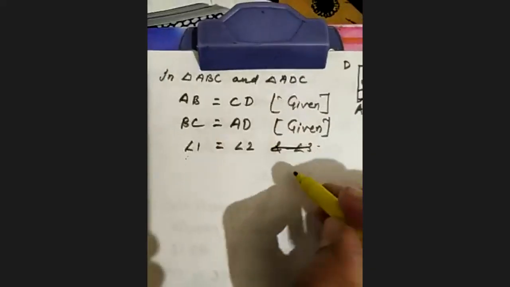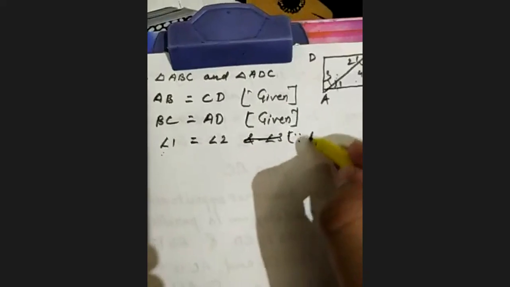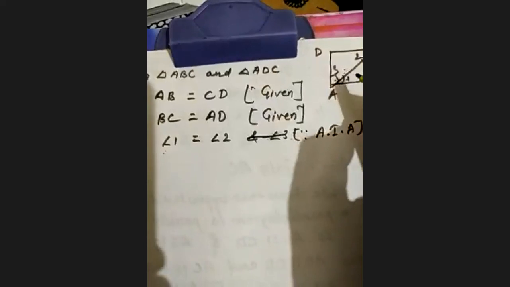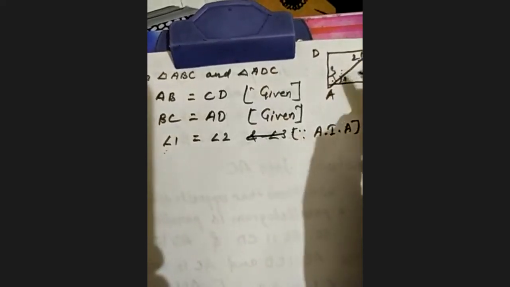Because it is an alternative interior angle. Okay, because the alternative angle of 1 is 2 and the alternative angle of 3 is 4, because it is a parallelogram. Okay, alternative angles are formed here.